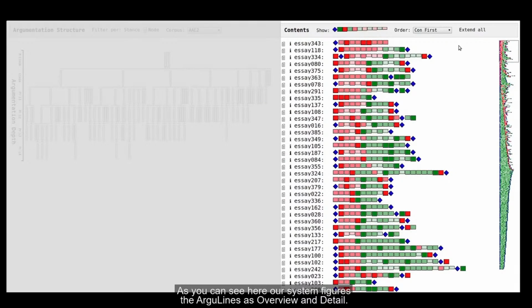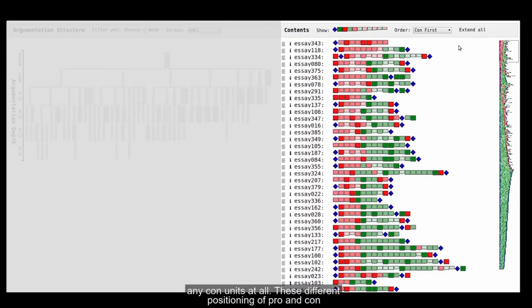As you can see here, our system figures the argulines as overview and detail. The overview on the right-hand side figures miniature versions of the argulines to show the whole corpus. The detail is for closer inspection and interaction. The corpus is ordered by the position of the con argument units, shown as red symbols. First those beginning with con units, then those with con in the middle, those ending with con units, and finally those that do not incorporate any con units at all.